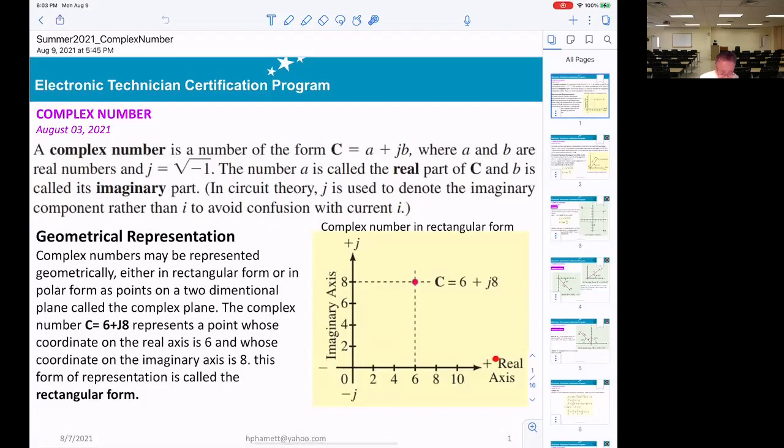Okay, you get real here, you get imaginary J. So if you get a point C right here, you're looking on the real, that is the number 6. And you're looking on the imaginary, you get the number 8. That means 6 plus J8. Okay, any questions on this page?